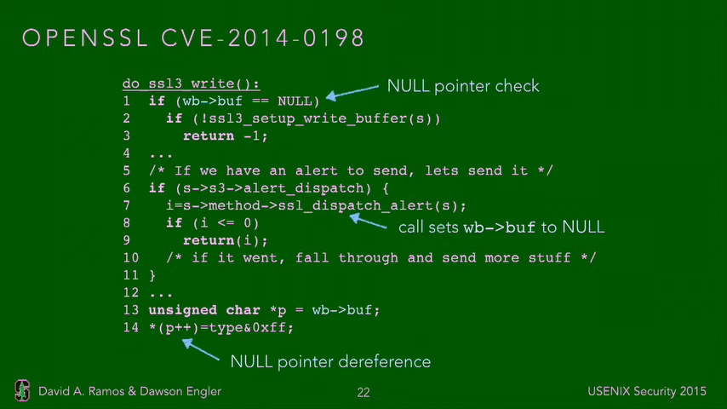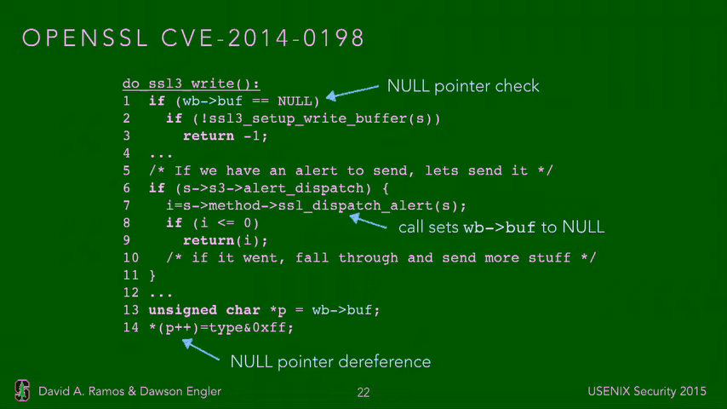When execution reaches line 6, the code checks to see whether an SSL alert is pending. And if it is, it sends that alert before the current message. And it does that on line 7. Well, it turns out that this ssl_dispatch_alert function pointer eventually recursively calls this do_ssl3_write function.